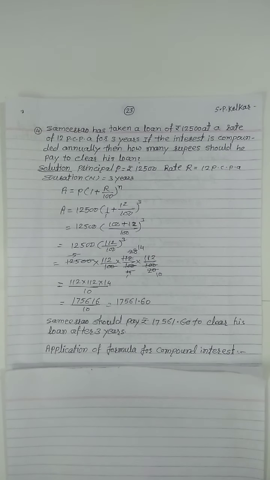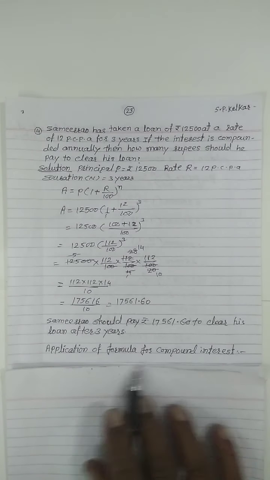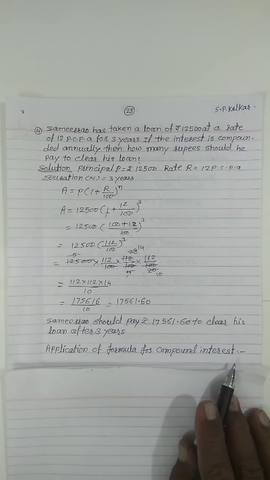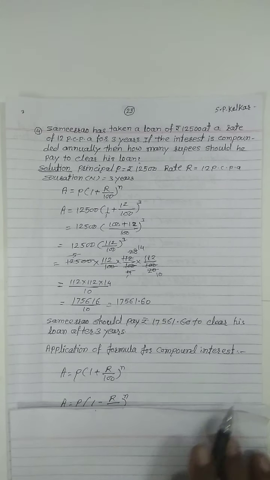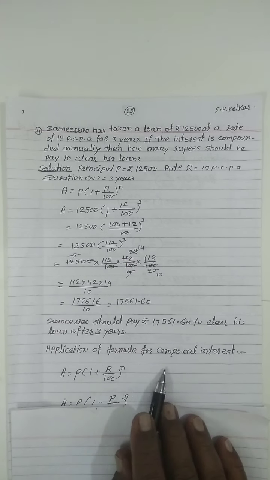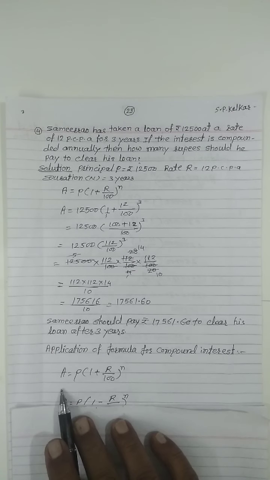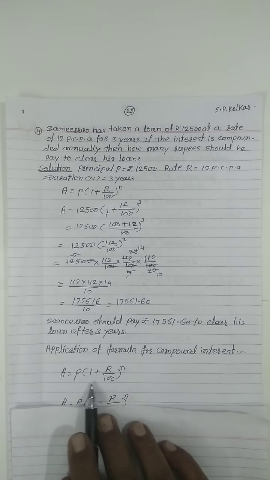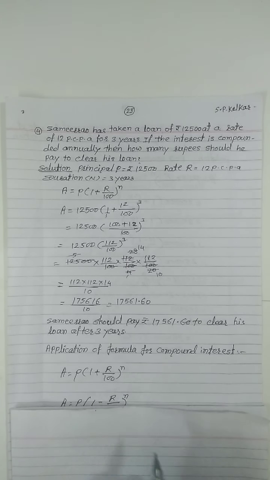Now application of the formula for compound interest. Now we see some more points in compound interest. See the application of the formula for compound interest. This formula is called the compound interest formula for finding the total amount: A equal to P into bracket 1 plus R divided by 100, raised to n.